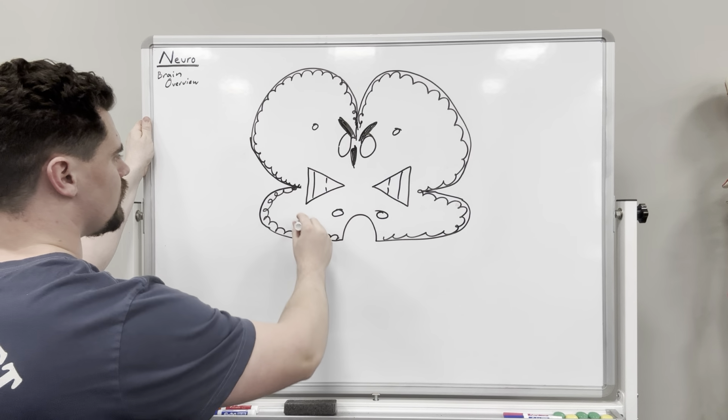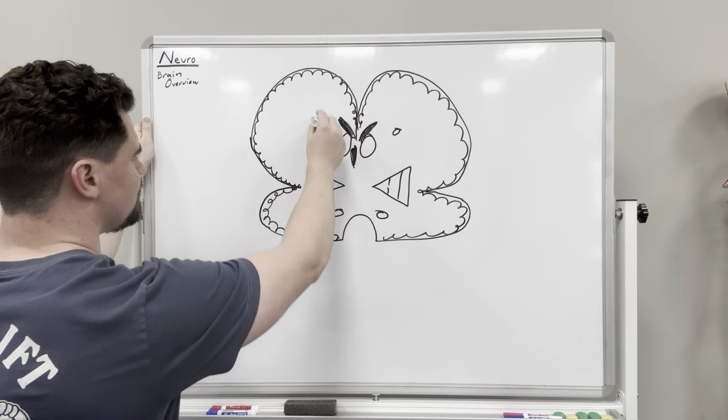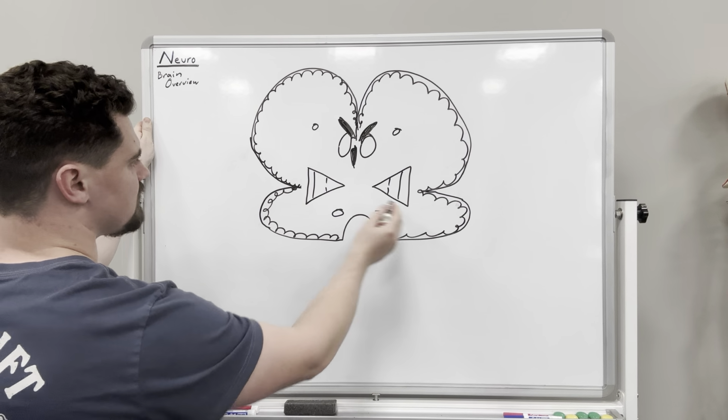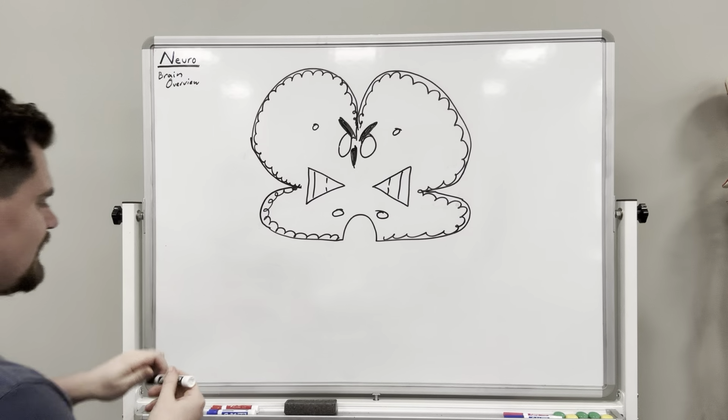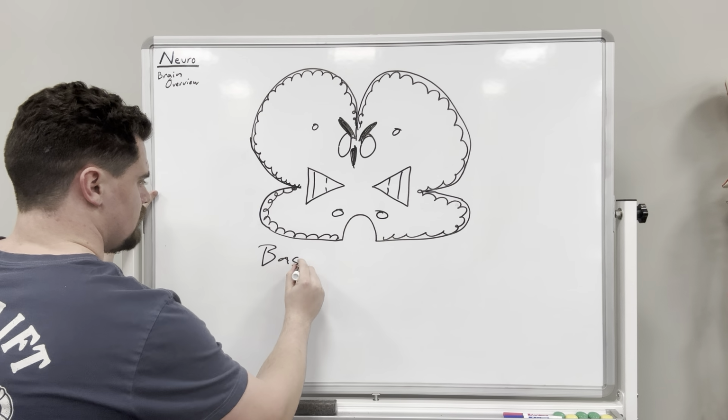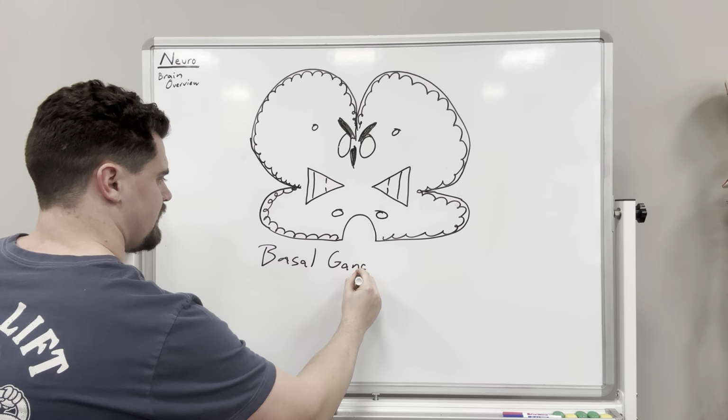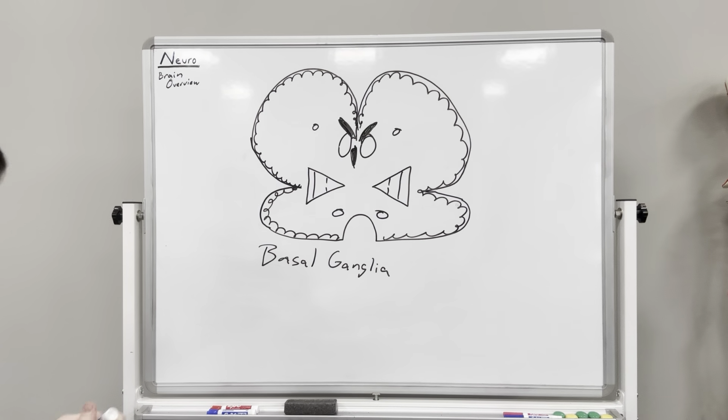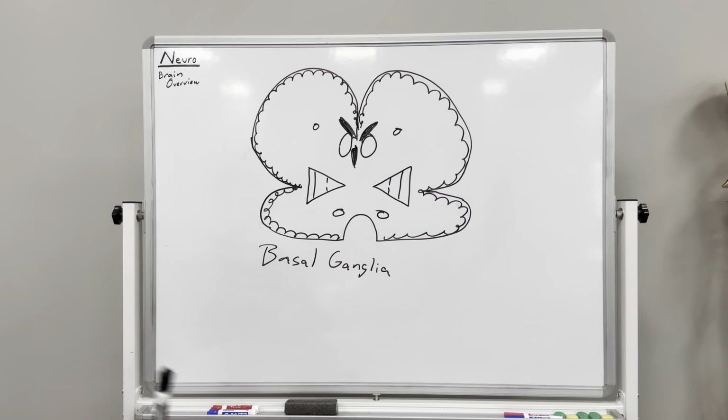The next are all these guys right here. So collectively, these guys on both sides are called the basal ganglia. Now, the basal ganglia is actually a very confusing term because the definition of a ganglion is a collection of peripheral nervous system neuronal cell bodies. But this is the central nervous system, and so a more accurate name would be the basal nuclei, but that's beside the point.